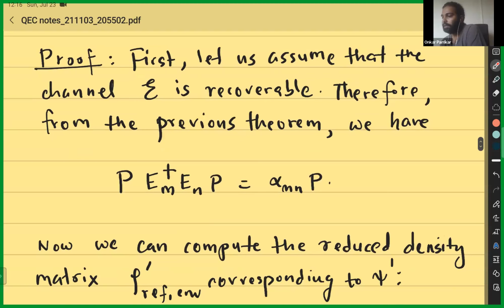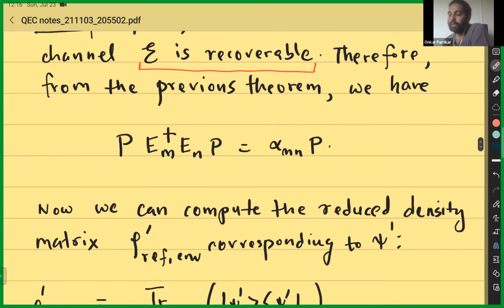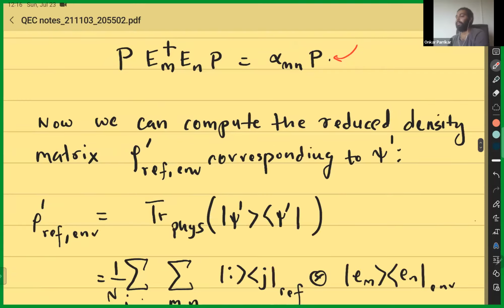Let's first assume that the channel E is recoverable, and then we'll show that the mutual information vanishes. If the channel is recoverable, then we know that the Knill-Laflamme conditions are satisfied. This was the content of the previous theorem. We didn't quite prove this in the previous part, but it's true. So we know that the Knill-Laflamme conditions are true.